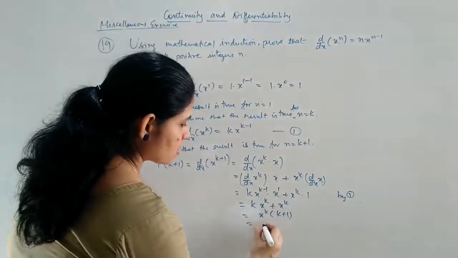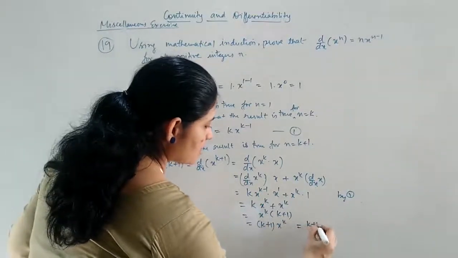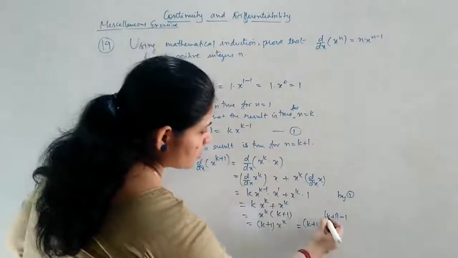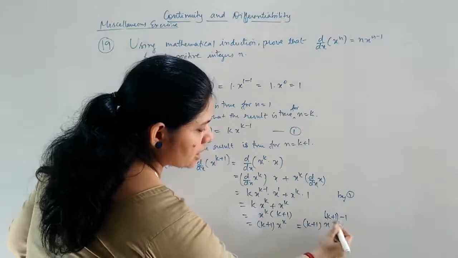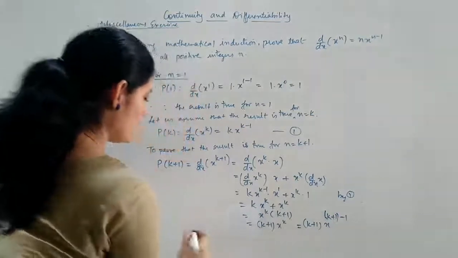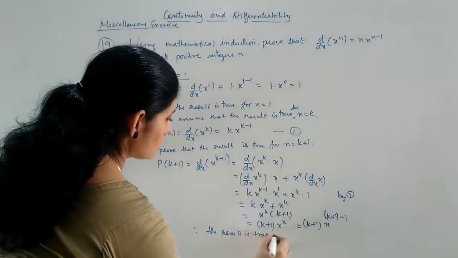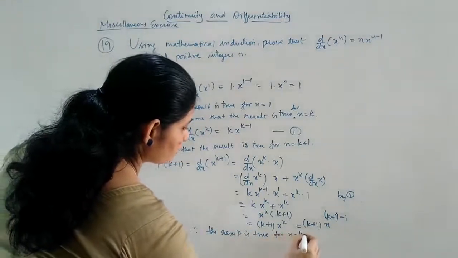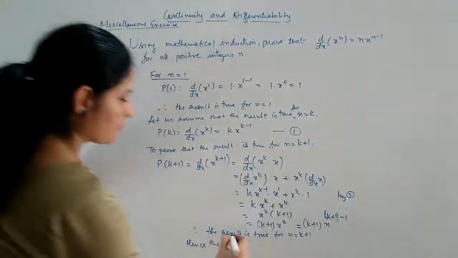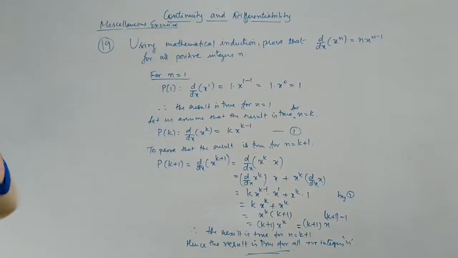That means you are getting k plus 1 into x raised to k, which can be rewritten as k plus 1 into x raised to k plus 1 minus 1, because we need it in that form. So the term which is coming here should be mentioned here. That's why we are rewriting this k as k plus 1 minus 1, which is same as k. Okay, therefore the result is true for k plus 1 also. Hence, you can say that the result is true for all positive integers n. Result is true by the mathematical induction method.